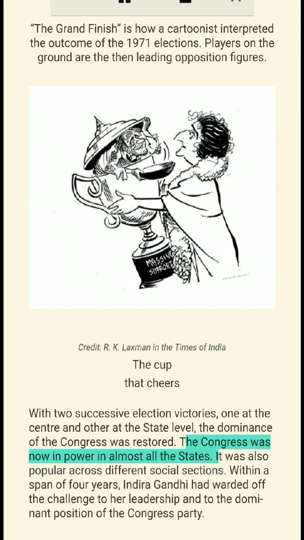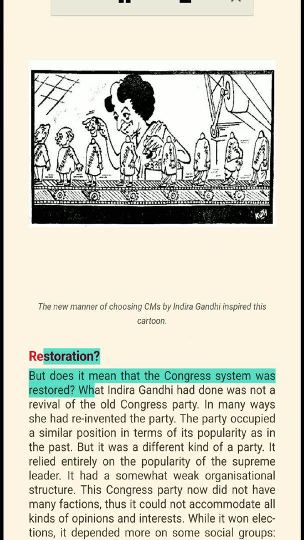The Congress was now in power in almost all the states. It was also popular across different social sections. Within a span of 4 years, Indira Gandhi had warded off the challenge to her leadership and to the dominant position of the Congress party. The new manner of choosing CMs by Indira Gandhi inspired this cartoon. Restoration. But does it mean that the Congress system was restored?